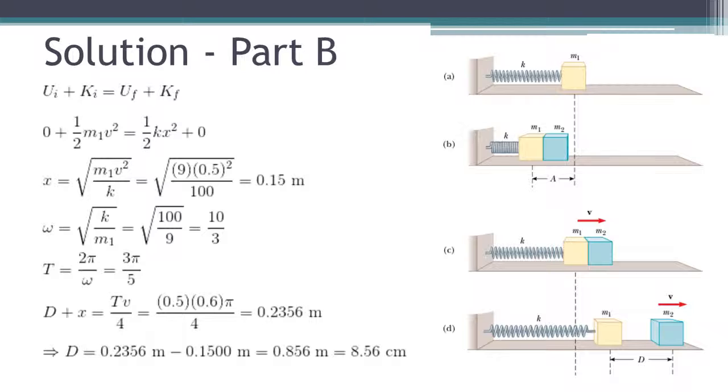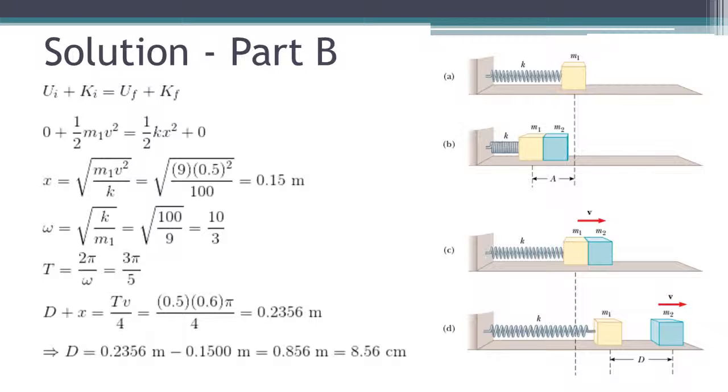So in figure C, block 1 has no potential energy since it's right at the equilibrium position of the spring, and it only has kinetic energy, which is calculated as 1/2 m1 v squared, and we have v from part A, which is 0.5 meters per second.